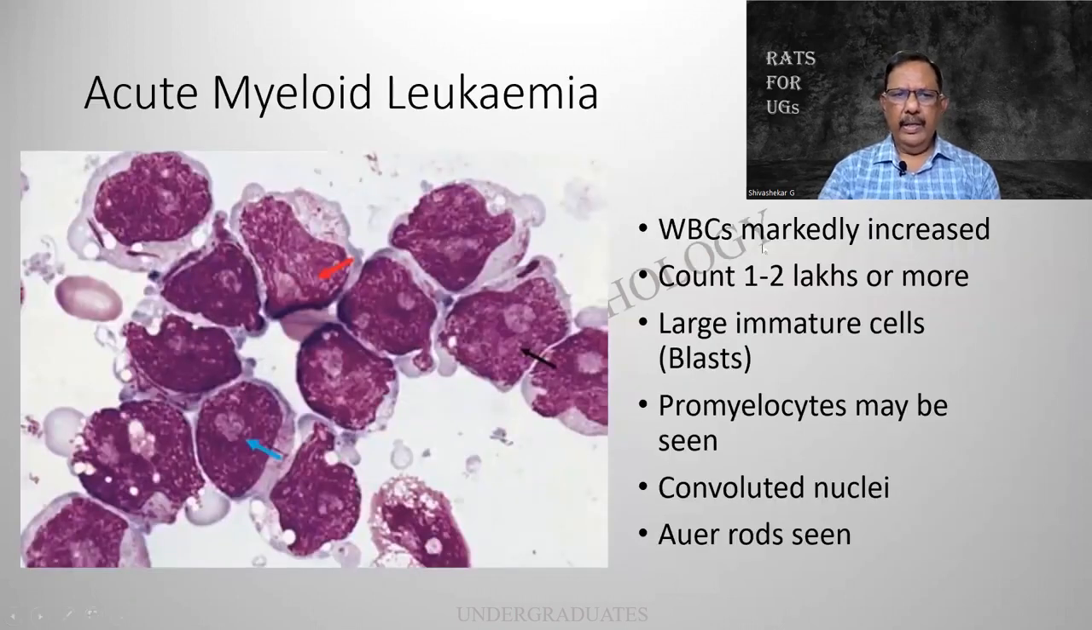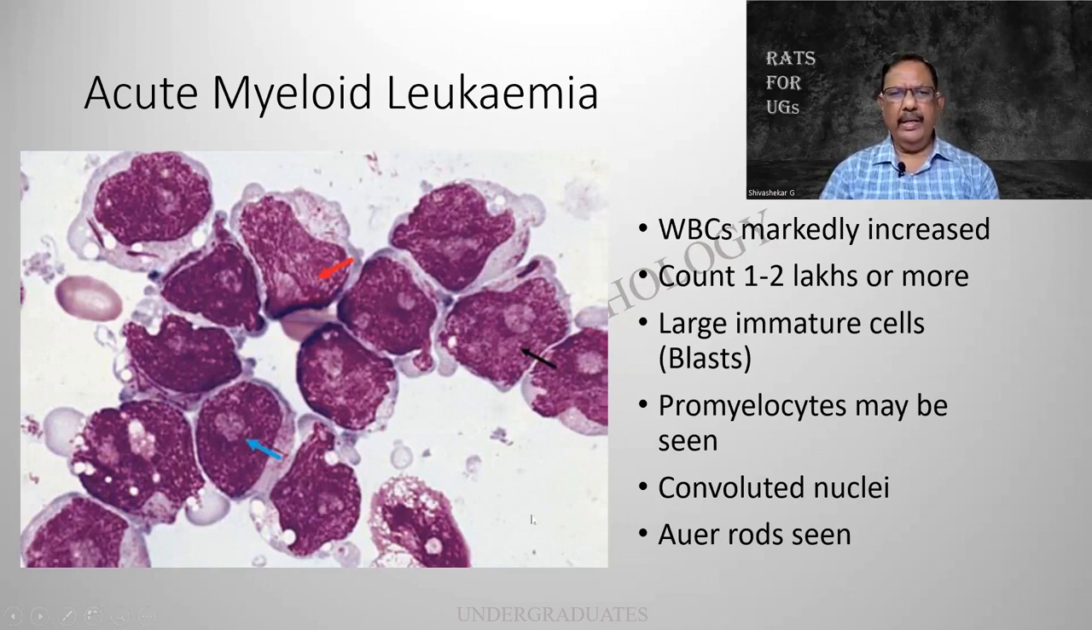Now look at this. There are again large cells. I am not seeing the mature cells at all. Obviously, there is a maturation arrest. And the cells are all large, abundant cytoplasm, and there is an irregular or a convoluted nucleus. The cytoplasm has got some inclusions called the Auer rods. Nucleoli, these pale areas are the nucleoli. They are 2 to 5 in number. Promyelocytes may be seen.